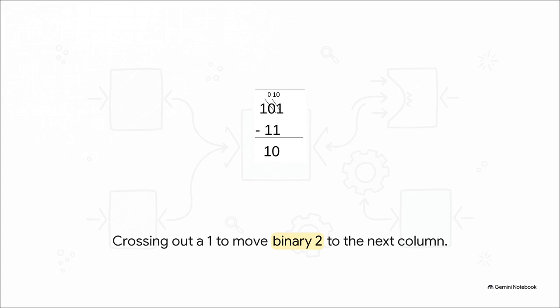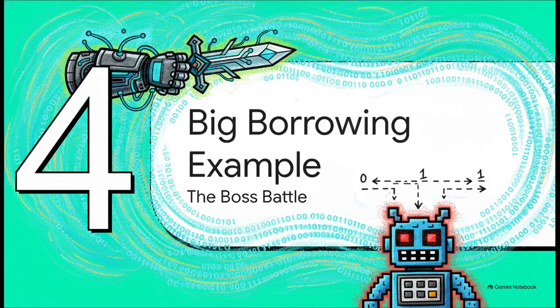We carry that borrowed value over to our current column, changing our 0 into a binary 1, 0. Boom! Now we can successfully subtract. Binary 1, 0, which again is 2, minus 1, gives us 1. All right, time for the boss battle.